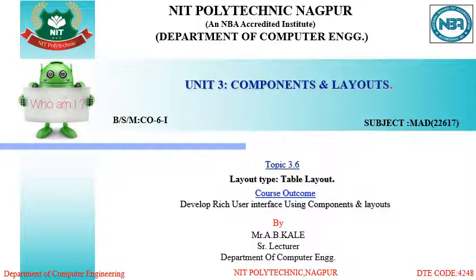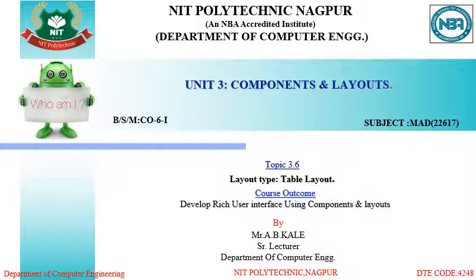We are in the third unit, that is components and layouts. Today our topic is the next layout structure, that is table layout. Before this we have seen absolute layout and linear layout. So today's topic is our table layout. The course outcome is to develop rich user interface using components and layouts.